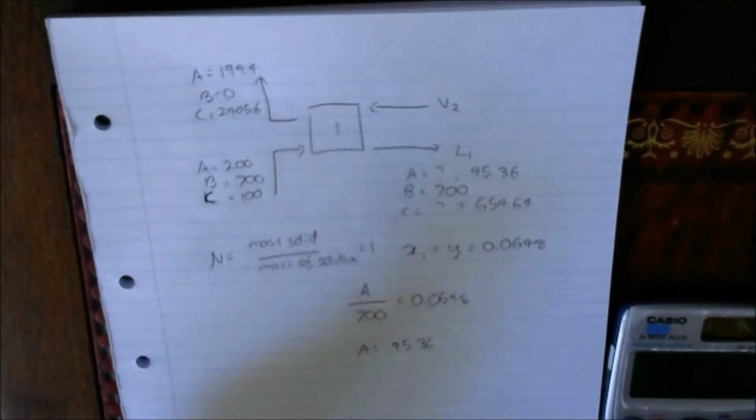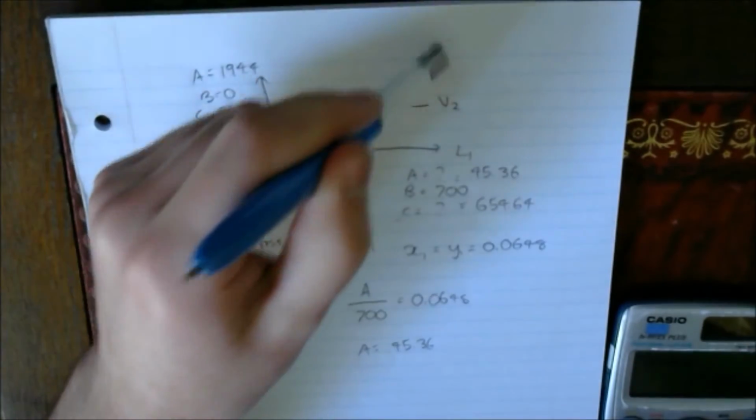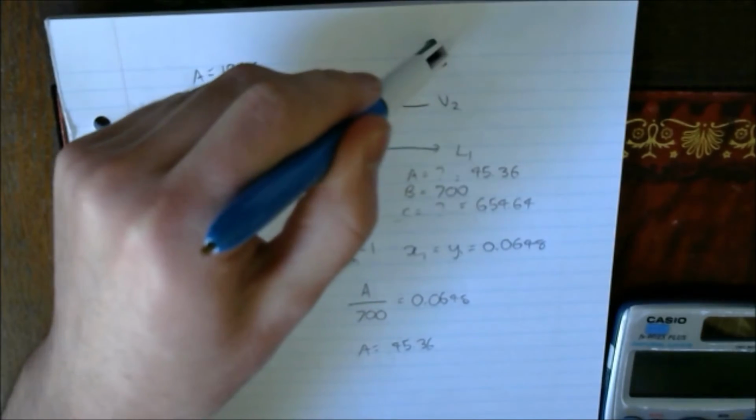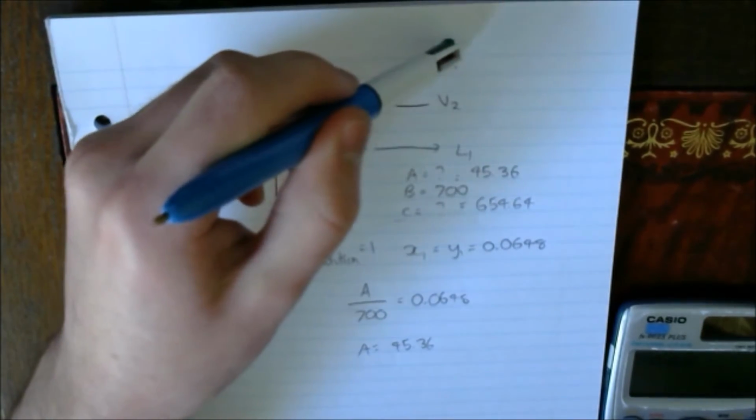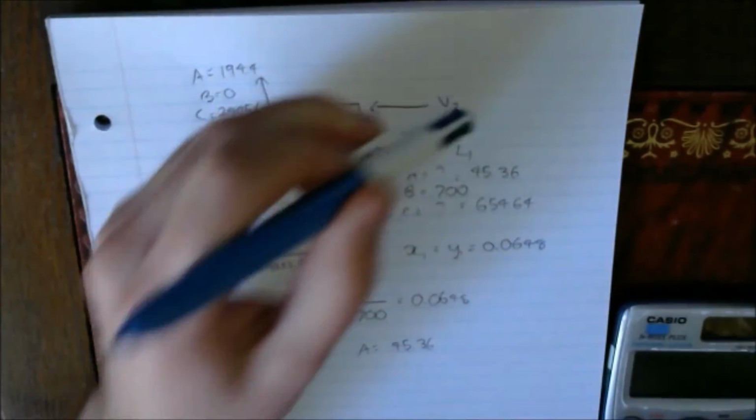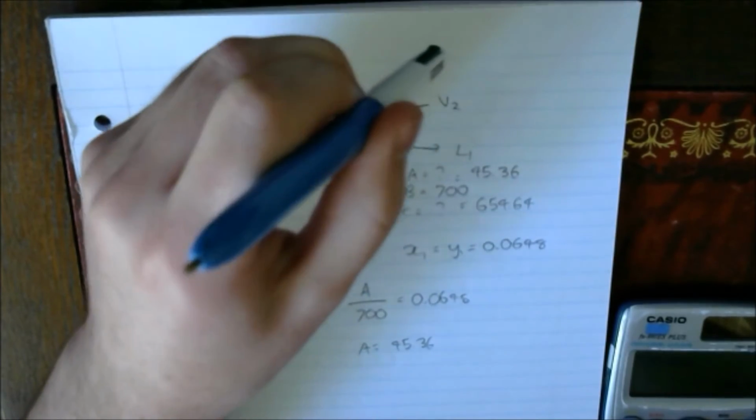And this really helps us because now we can figure out how much A and how much C are in this V2 stream, and we can then figure out the concentration of that stream. That's going to give us our Y2.